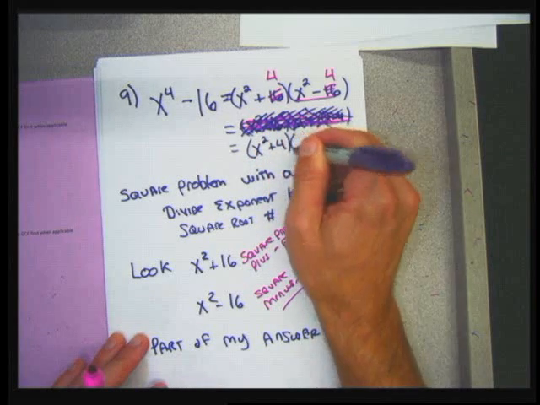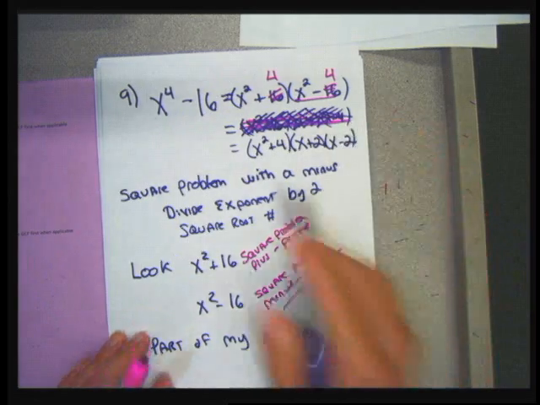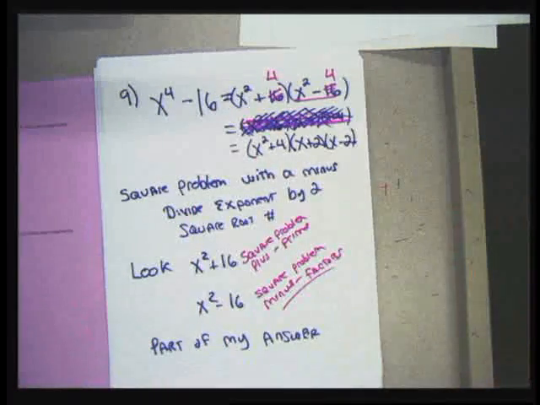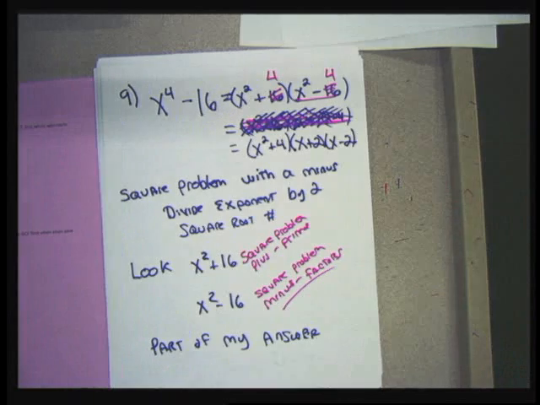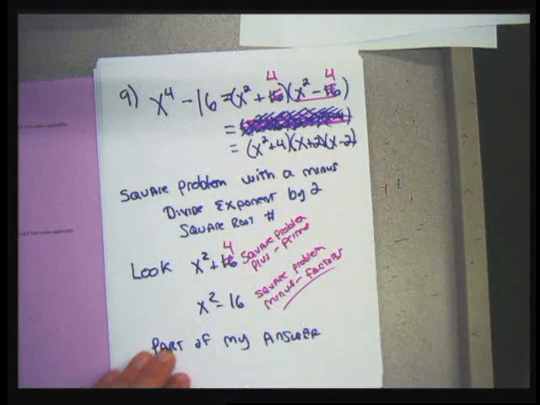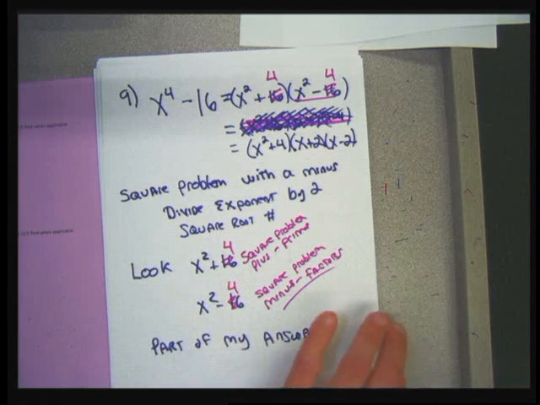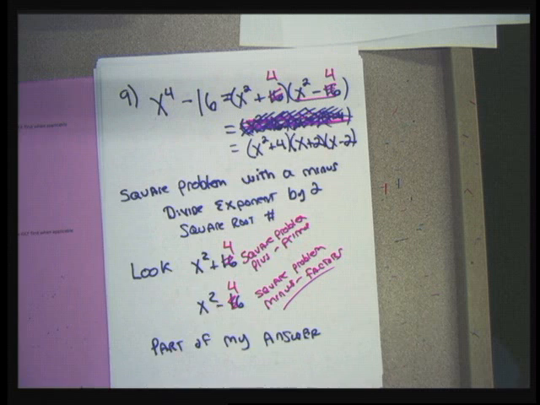So I should have written this. Because when I factored the x squared minus 16, I forgot to take the square root of 16, which is 4. And then the x squared plus 4 is a square problem with a plus. It doesn't factor. The x squared minus 4 is a square problem with a minus. It does factor. But this isn't test worthy, at least not in an in-class test. I wouldn't give that as a trick.